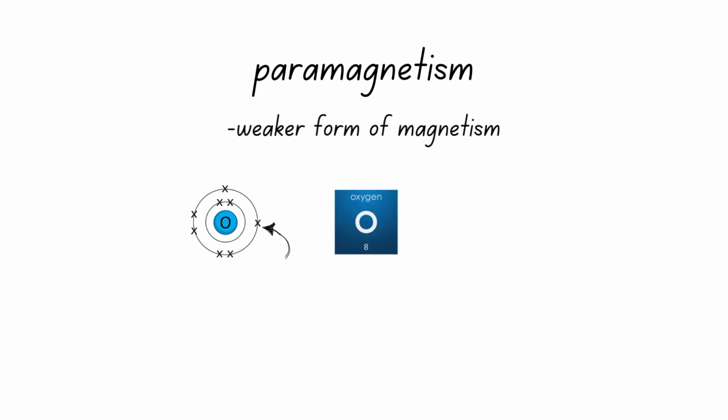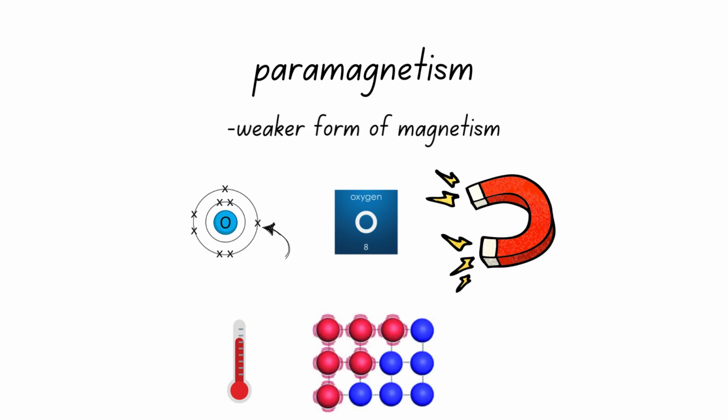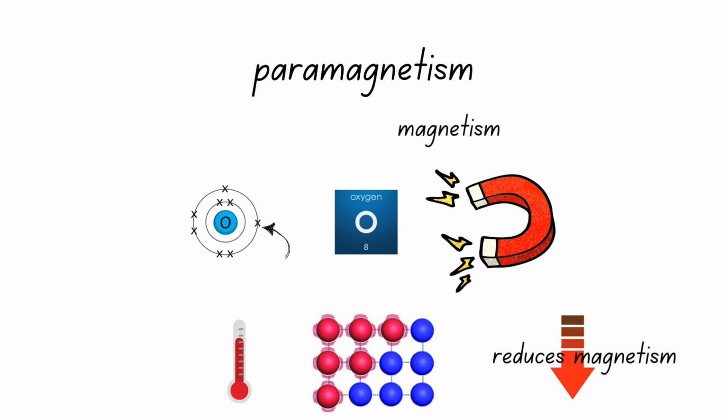Materials with this form of magnetism are weakly attracted to external magnetic fields. These materials have unpaired electrons, which means their atomic magnetic moments do not completely cancel out. At higher temperatures, the thermal agitation can disrupt the alignment of magnetic moments, reducing the material's magnetism.